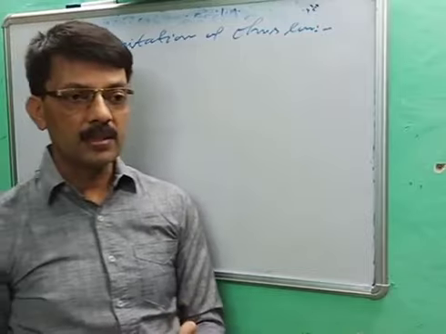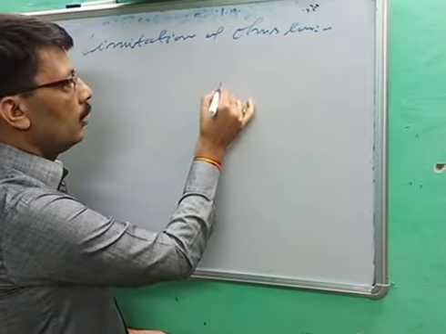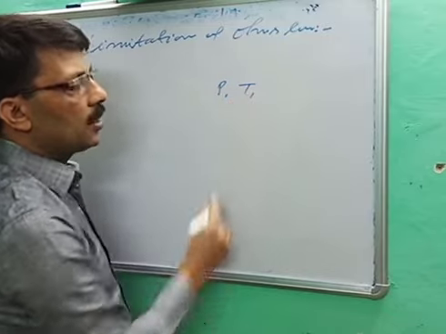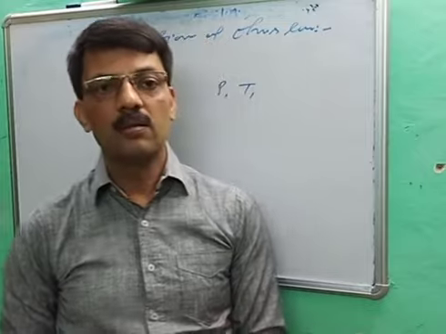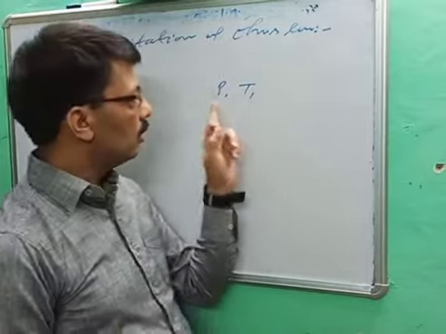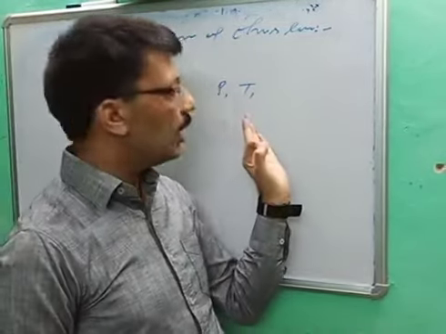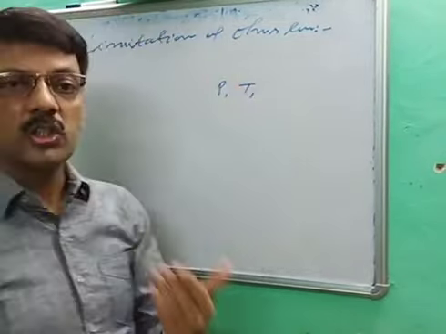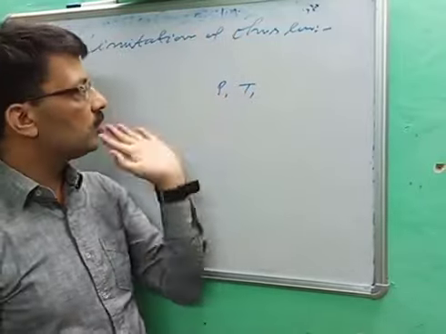First limitation: all physical quantities like pressure and temperature should remain constant. If they vary, then resistance will vary, which will be the cause of failure of Ohm's law. So this is the first point.